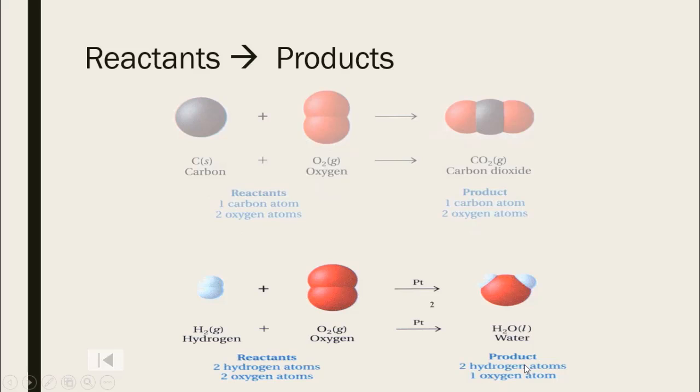And this is definitely wrong, because the number of atoms that enter the reaction, the number of atoms of the reactants, must equal the number of atoms of the products. So here 2 hydrogen atoms, 2 hydrogen atoms, no problem at all. But 2 oxygen atoms produces 1 oxygen atom. This is definitely wrong. So this mistake must be repaired.